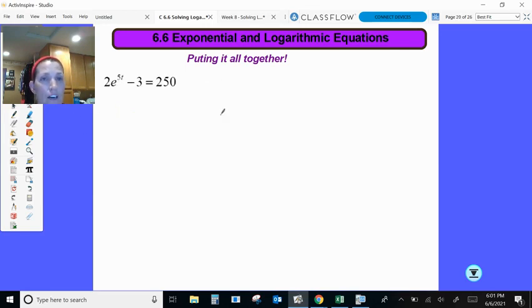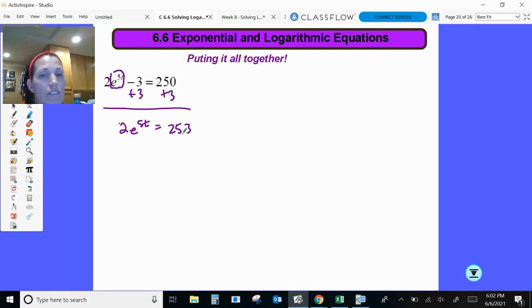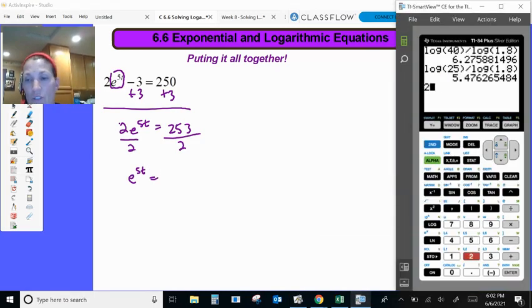Okay. What do we have to have here? So now we have an e with a variable in the exponent. We have to use a logarithm, and since it's a base e, we're going to use a natural log. But the first thing we have to do is isolate this guy all by itself. So we're going to add 3 to both sides, if you recall that. So we have 2 e to the 5t equals 253. Then we'll divide by 2 because we want to get that whole e all by itself. So e to the 5t equals 253 divided by 2.